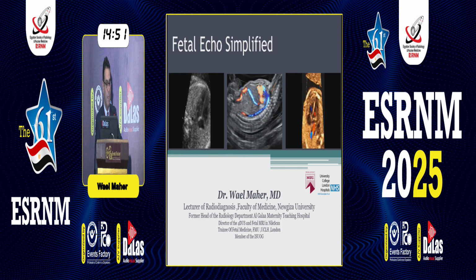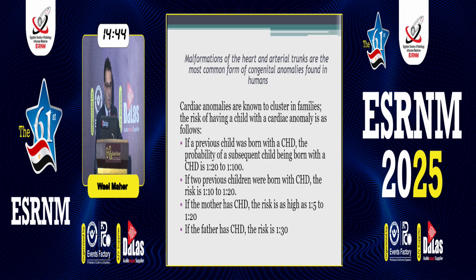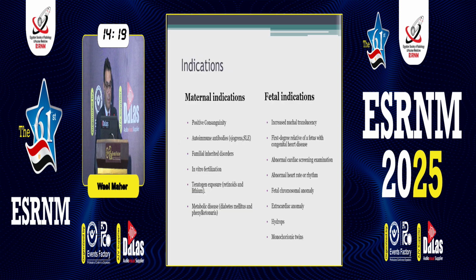Today I will be gladly talking about the fetal echo in a simplified manner, to make it as easy as possible. We know that malformations of the heart and arterial trunks are the most common congenital anomaly found in humans, and we know that it cascades in families. If we have a previous child that was born with congenital heart disease, the coming one will be at risk of 1 in 20 to 1 in 100. If two previous children, it will be 1 in 10 to 1 in 20. If the mother has congenital heart disease, it will be 1 in 5 to 1 in 20, and if the father, it will be 1 in 30.